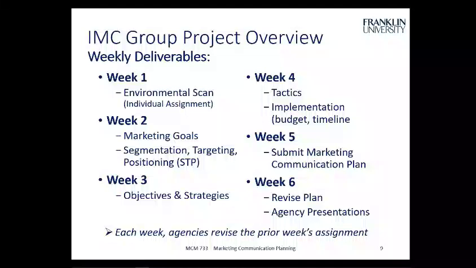So, in week 1, we don't have an assignment except for the environmental scan. Week 2, you'll submit your marketing goals and STP, which are the next 2 sections of the plan, and you'll add the environmental scan to that, so you'll be turning in the first 3. In week 3, you add the objectives and strategies and go back and revise the previous 2 weeks' assignments if necessary based on the feedback you got in the grading. And then in week 4, you'll submit the first 4 or 5 sections, and then add the next 2 sections, tactics and implementation.